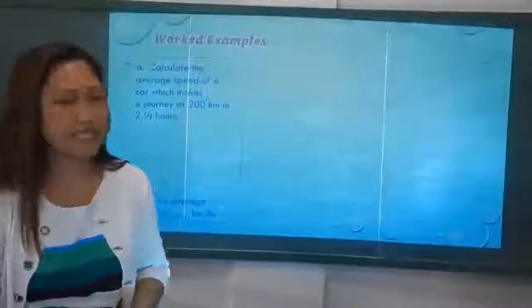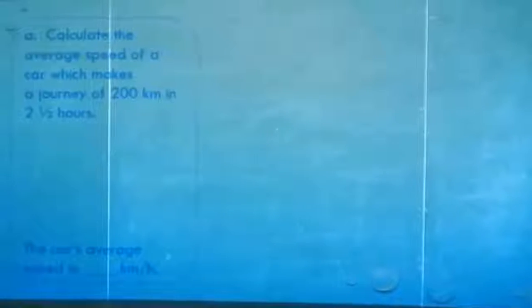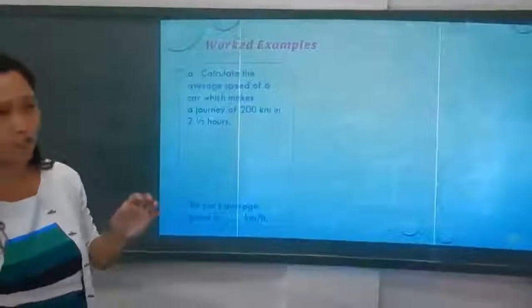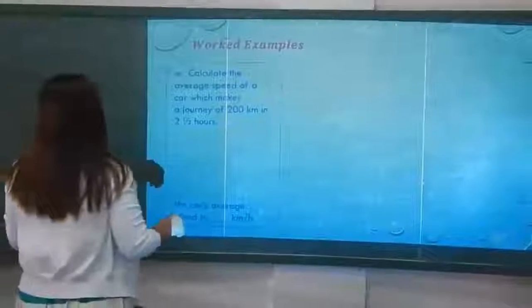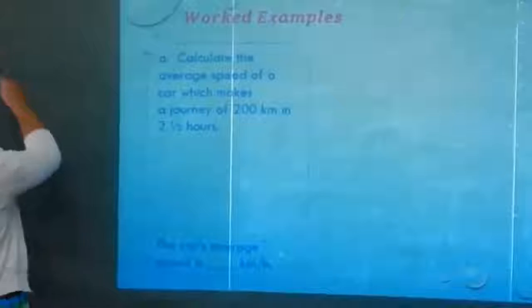In this case, I'm going to ask the students to work together as partners, and they're going to work on the solutions for this one. Let's have the first example. Calculate the average speed of a car, which makes a journey of 200 kilometers in 2.5 hours. In order to solve this problem, you have to ask 3 questions. The first one is to determine what is asked in the problem.